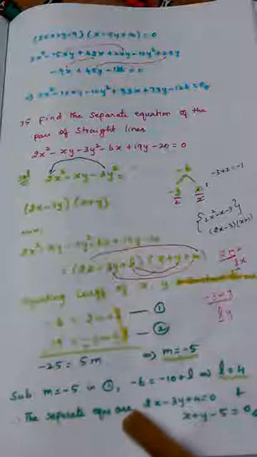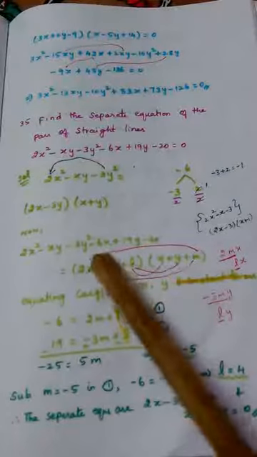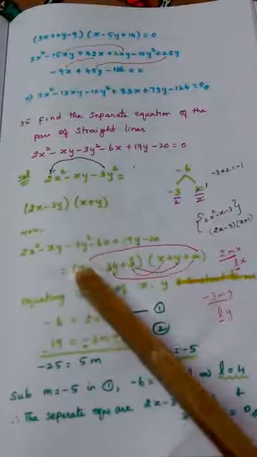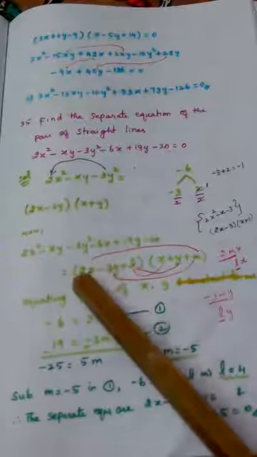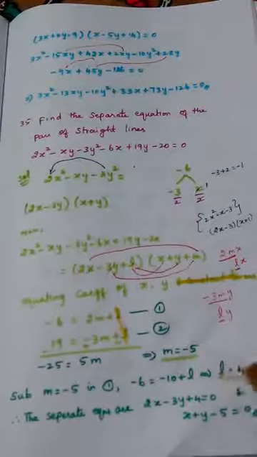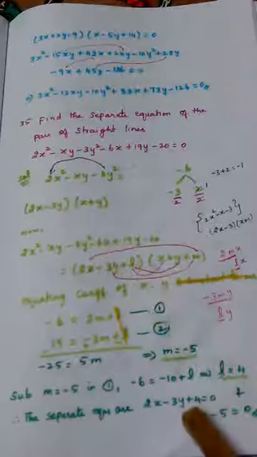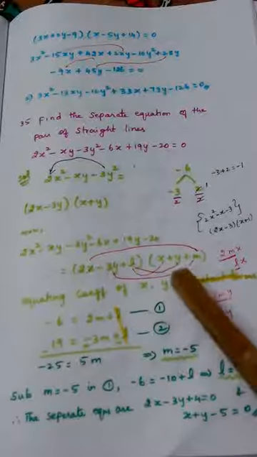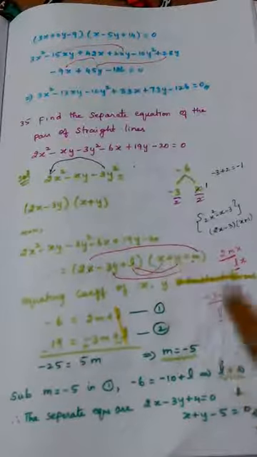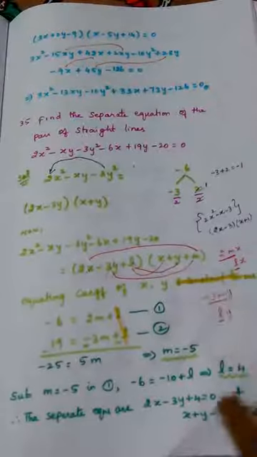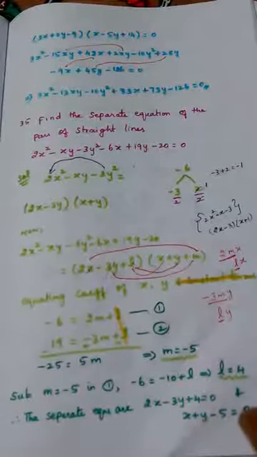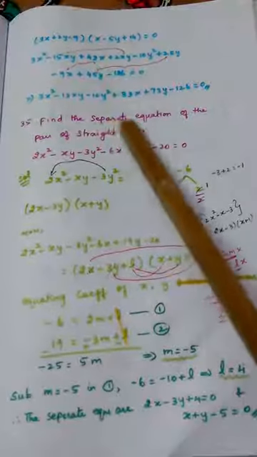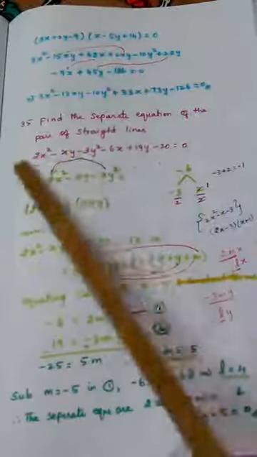Therefore, the separate equations are, from these two brackets, the first separate equation is 2x minus 3y plus 4 equal to 0, since the L value is 4. So this is the first separate equation. And the second equation is x plus y, where the M value is minus 5, so x plus y minus 5 equal to 0. So this is how we find the separate equations when the combined equation is given.